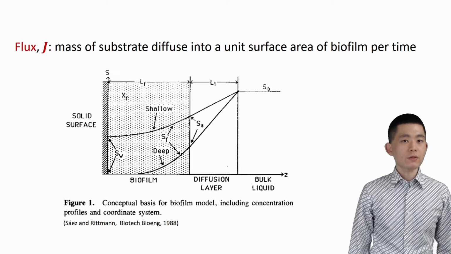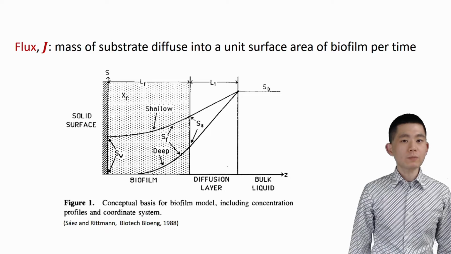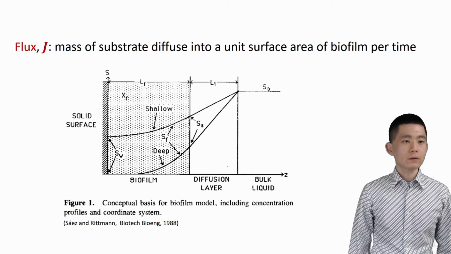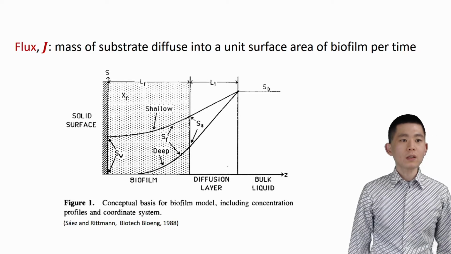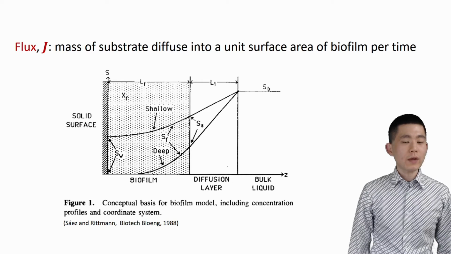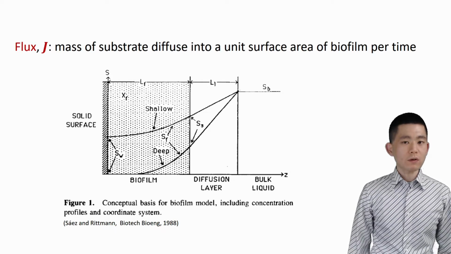If the substrate concentration reduces to 0 when it reaches the substratum, we call the biofilm a deep biofilm. If it does not, we call it a shallow biofilm. A key parameter in modeling biofilm is the flux, which is the mass of substrate diffused into a unit surface area of biofilm per time. It is important because the flux is a result of diffusion driven by concentration gradient in the biofilm created by reaction. So the flux should equal the reaction rate in that unit surface area of biofilm.